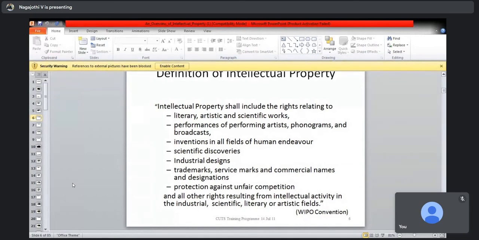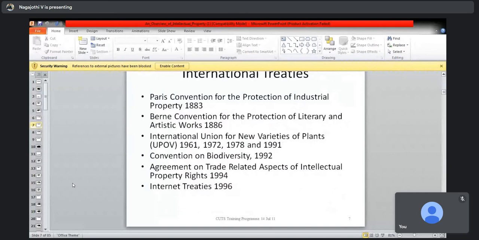And we are going to see what are the different types of intellectual properties. Before we go ahead with that, there are different international treaties. Number one, the Paris Convention for the Protection of Industrial Property, 1883. When you are identifying something new for the first time, we have to protect it. Number two, the Bern Convention for the Protection of Literary and Artistic Works, 1886.